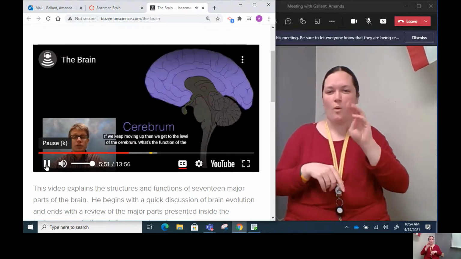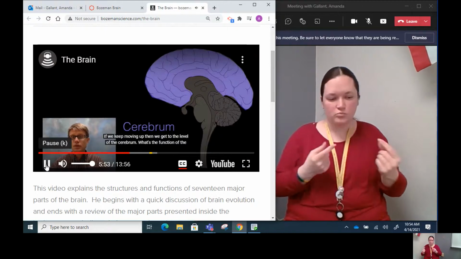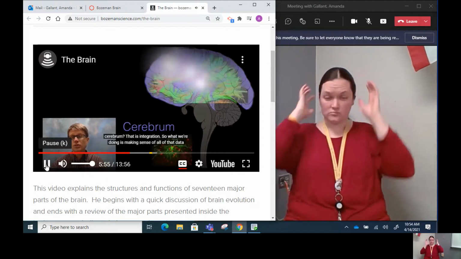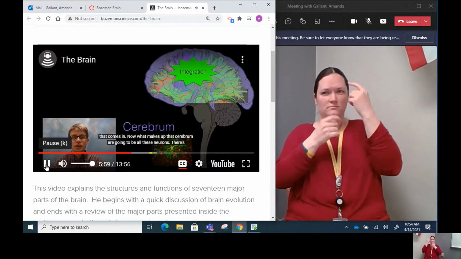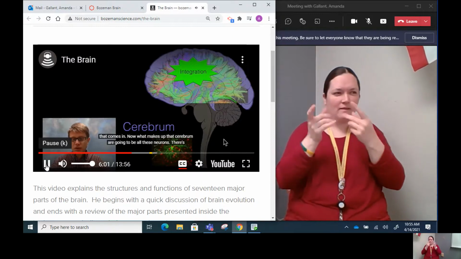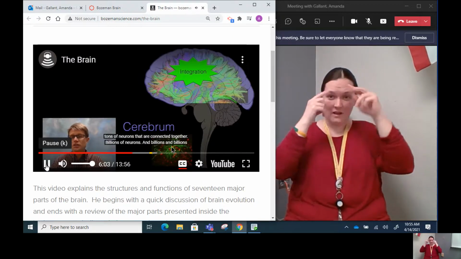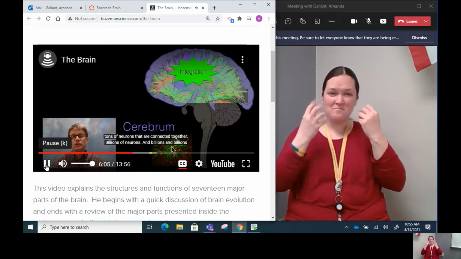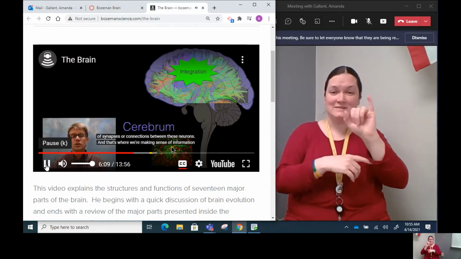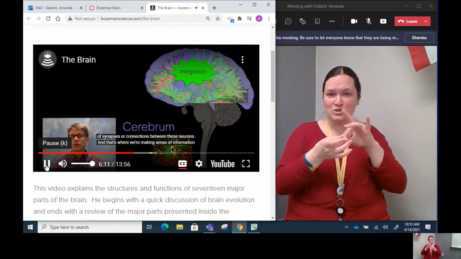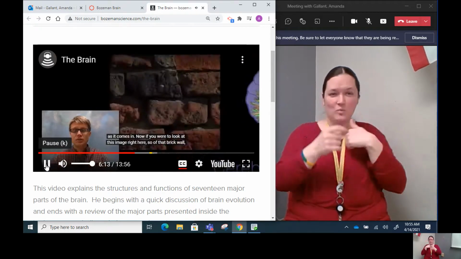If we keep moving up, then we get to the level of the cerebrum. What's the function of the cerebrum? That's integration. So what we're doing is making sense of all that data that comes in. Now, what makes up that cerebrum are going to be all these neurons. There's tons of neurons that are connected together, billions of neurons and billions of synapses or connections between these neurons. And that's where we're making sense of information as it comes in.